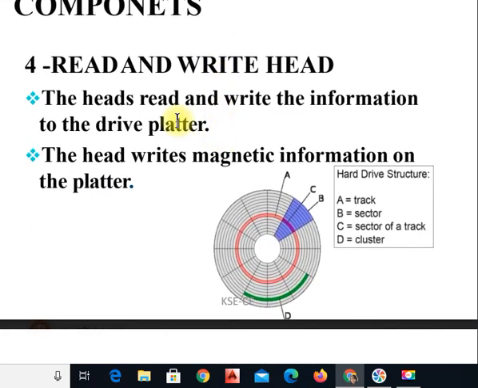Next is the read and write head. It is a main component. We all know the gramophone that was used earlier: whenever the head touches the plate, the data is read by the head, and you can listen to music with the help of the gramophone. The same functionality is used in the hard disk structure.